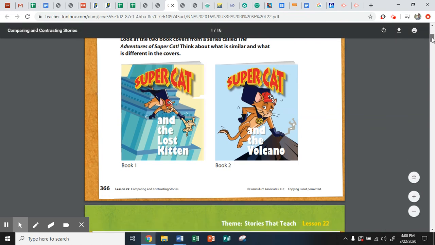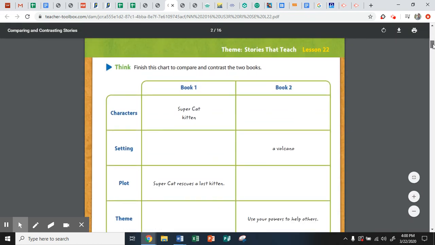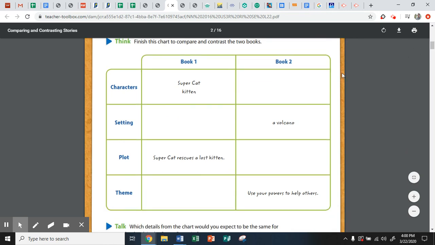So when you guys answer the questions on the next page, you're actually going to fill in this chart. I already gave you these answers. So if you need to rewind the video, as I talk about the different characters, the setting, the plot, and the theme, you can fill in the missing blanks. Okay?